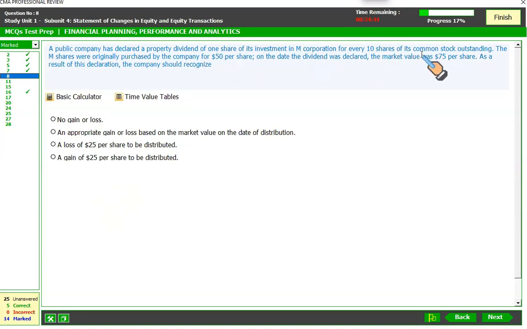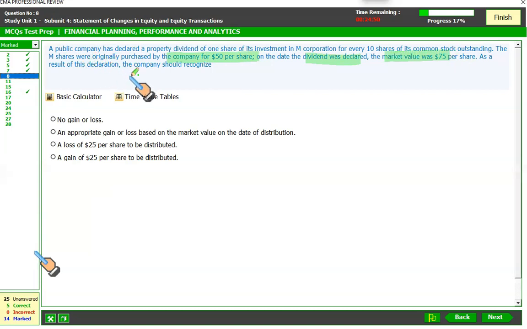Okay, this is the property dividend. The M shares were originally purchased by the company for 50 per share. That is the original purchase price, 50 per share. Okay, let's mark this one. This is the original price we paid. On the date of dividend declaration, the market value was 75.